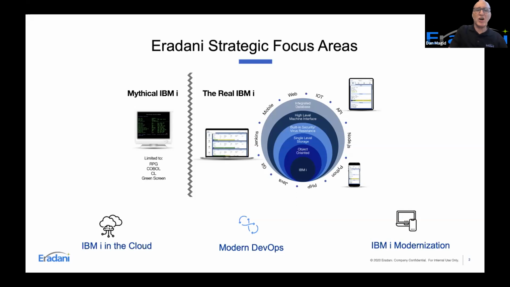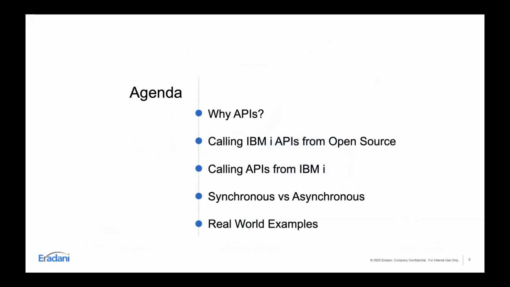And that's what we're going to talk about today. I'm going to talk a little bit about why you want to do APIs and what the benefits to you are. Then we'll talk about calling IBM i APIs from open source, so calling into the IBM i and then calling out from the IBM i to APIs. We'll talk a little bit about the synchronous world of the IBM i versus the asynchronous world of the API environment. And then we're going to go through several real-world examples.